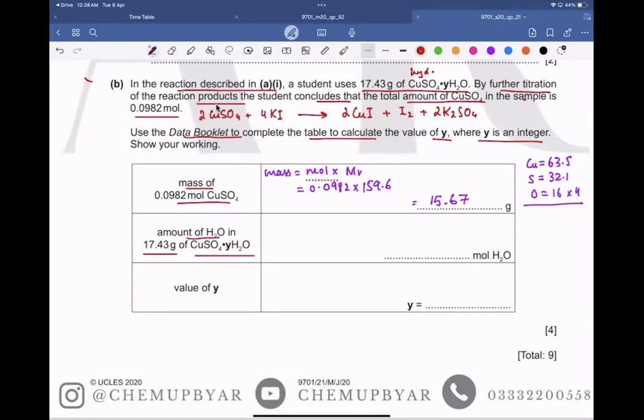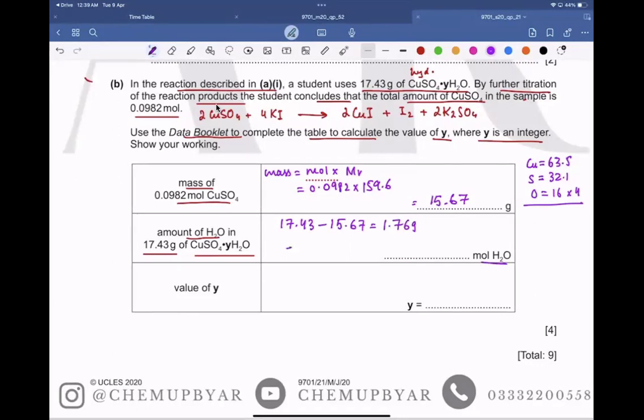So what we will do, we got the mass of CuSO4 only, and this is the mass of CuSO4·YH2O. So we have to just do the subtraction. 17.43 minus 15.67 will give me the mass of water, right? It's 1.76 grams. And they are asking for the moles of water.